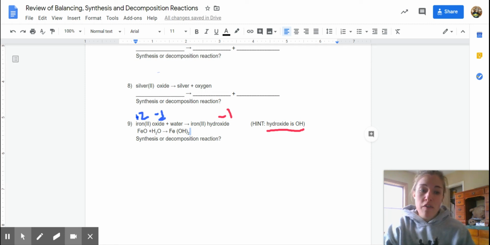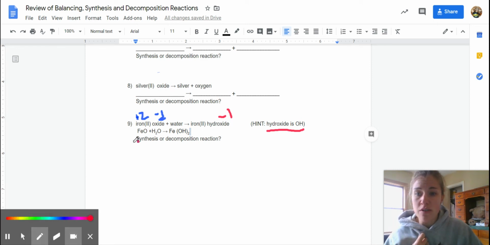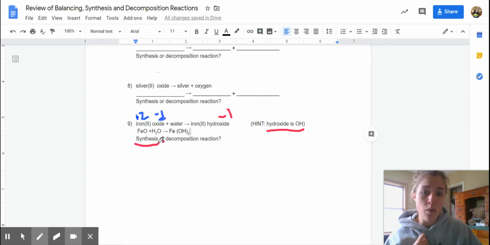So now we need to make sure everything is balanced on each side. So our Fe's are going to be balanced. Our oxygens, we have 2 on the left, and we also have 2 on the right because of that little subscript 2. And then our hydrogens are also balanced. So this equation is already balanced for us, which is really, really nice. And this is actually going to be a synthesis equation.